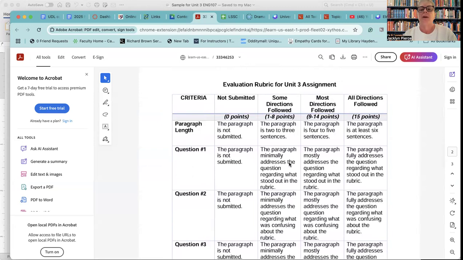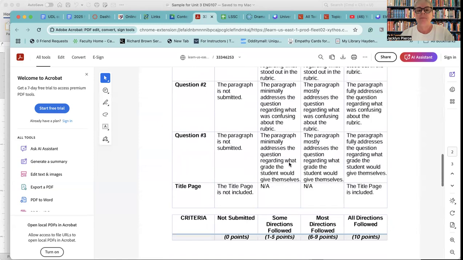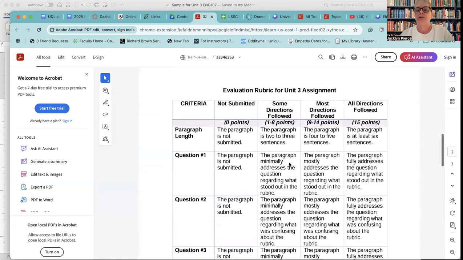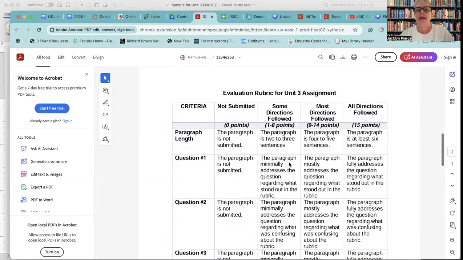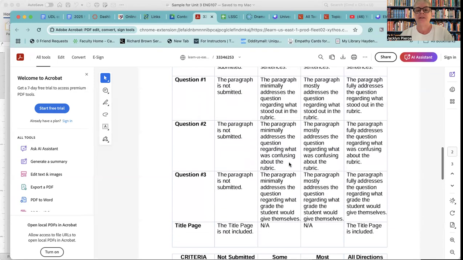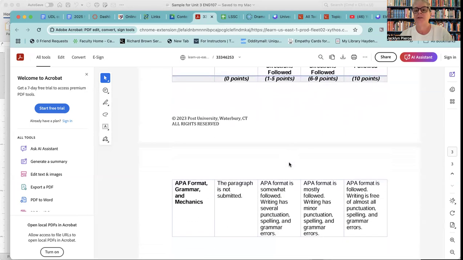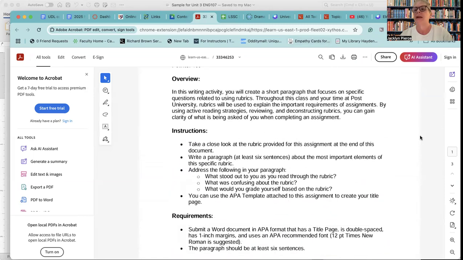So the evaluation rubric for Unit 3 will look similar to the one we saw last time. It's broken down a little bit differently. The points are a little bit different. All directions followed, of course, is where you want to aim. And it's broken down by the length, by the questions. Did you answer the questions? Did you include the title page? And then, of course, the category we always have, format, grammar, and mechanics. So that's what you're going to be looking at as you do the assignment.